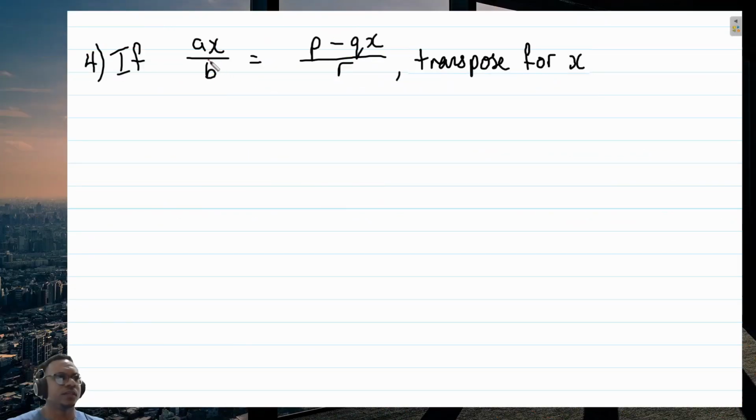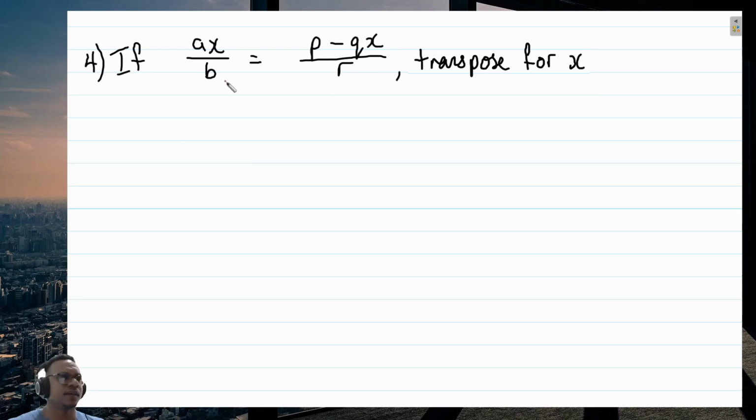Now in this question we have ax divided by b is equal to p take away qx divided by r. And we want to find x, which is to transpose for x, or make x the subject of the formula. That means I want x by itself on one side of the equal sign and everything else on the other side. So I have x occurring twice, therefore I'll have to bring the terms in x together and factor out the x and then transpose for x.